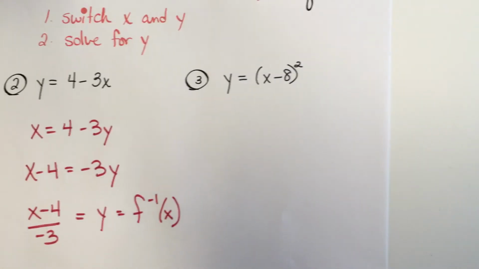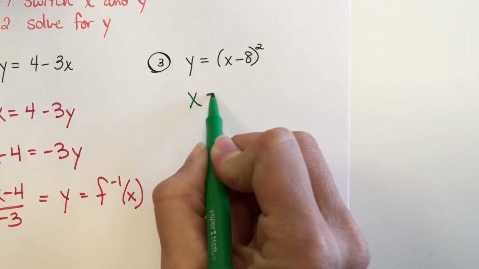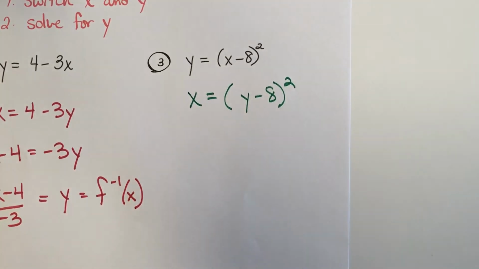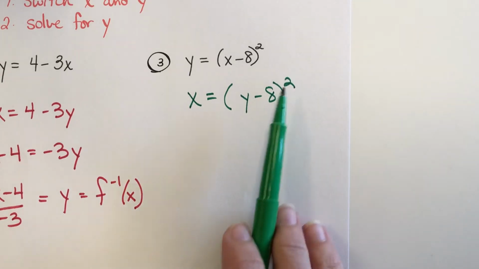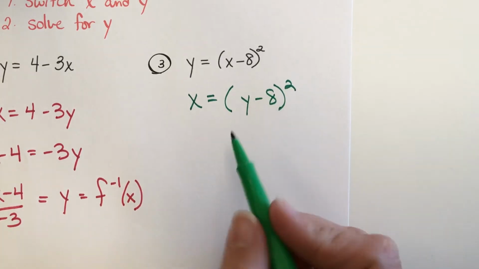All right, next example. Okay, again, you're going to start by switching x and y. So I would have x is equal to y minus 8 squared. All right, so now I've got to work on getting y by itself. Now, since y is inside the parentheses to the second power, the first thing that I've got to do is get rid of the second power, which is going to require that I take the square root of both sides.